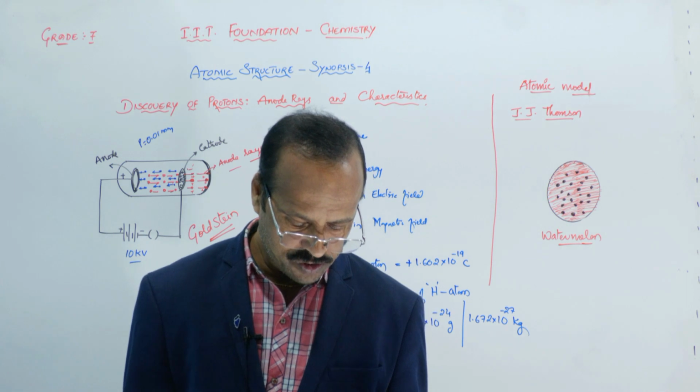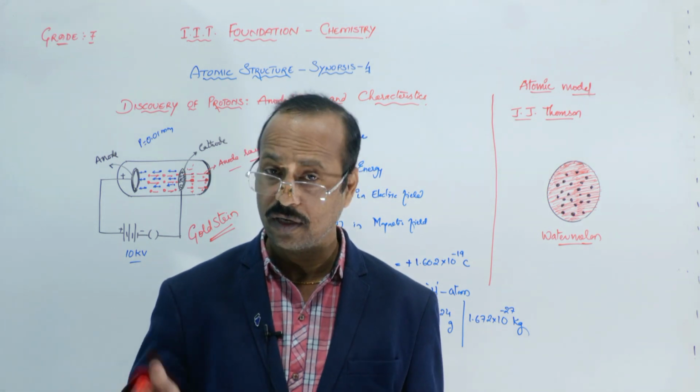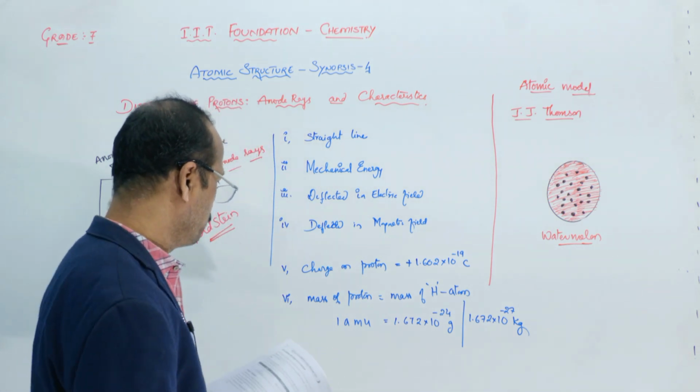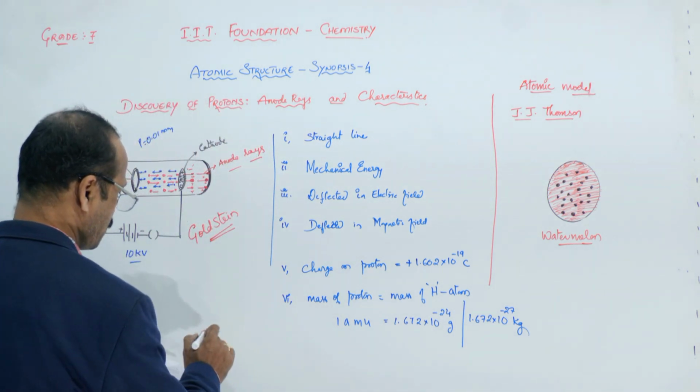The specific charge for the cathode rays is constant. This is a last chapter question. Specific charge means what? The e by m ratio. Okay, the specific charge.